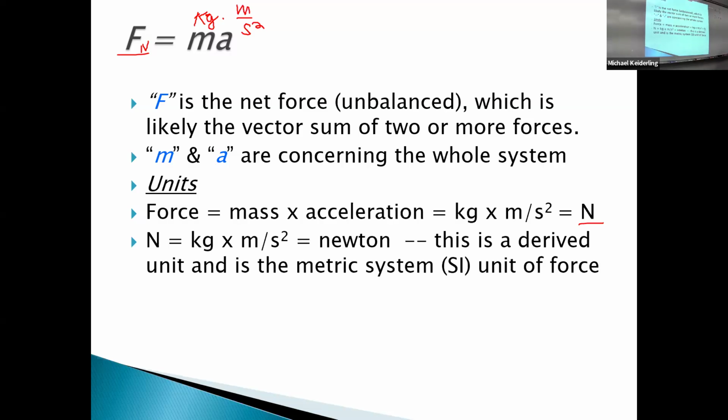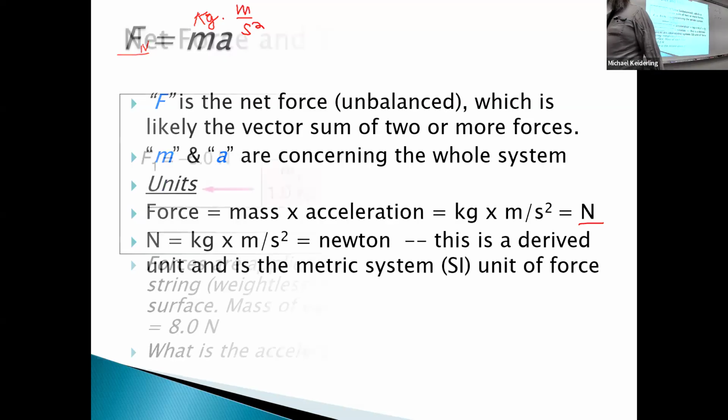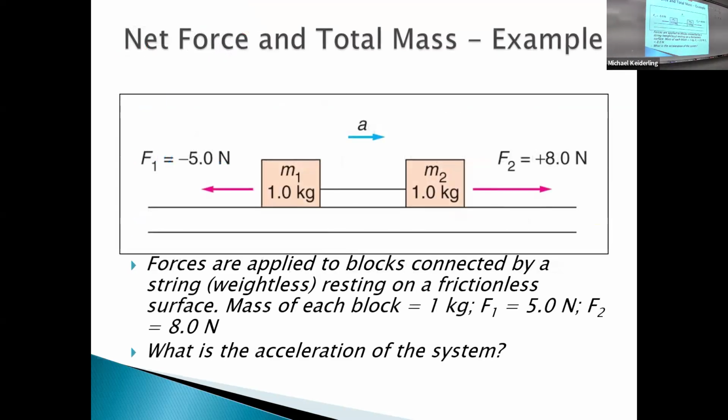Because no one wants to write out kilogram meter per second squared over and over again, we call it a newton. The unit of force in US customary units is the pound. There's also a mass pound, and they're a mess. So here's an example of net force and total mass.